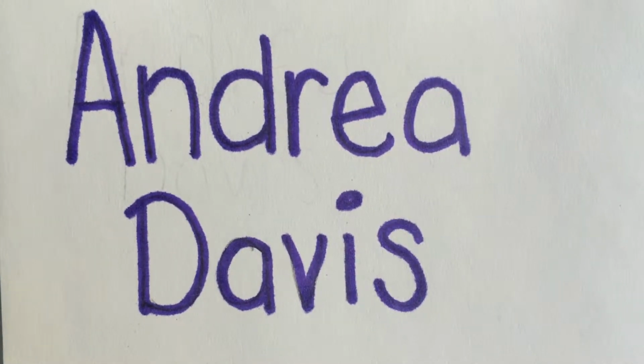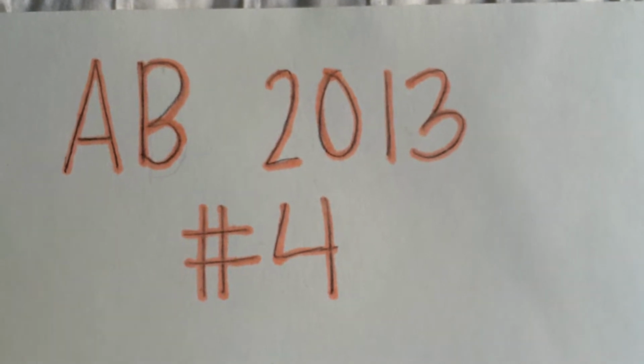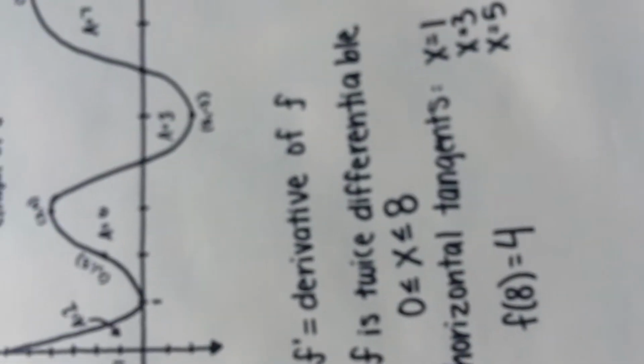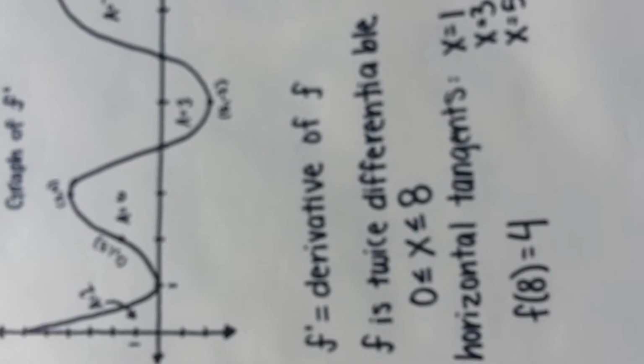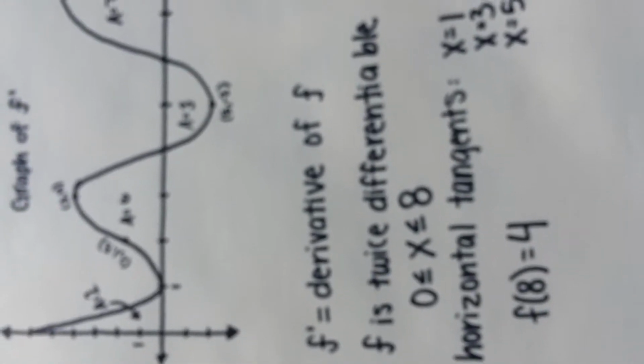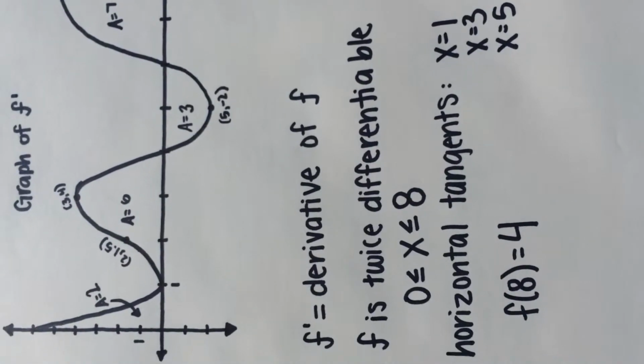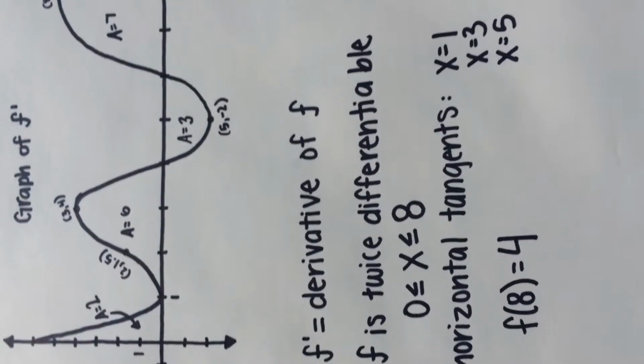I'm Andrea Davis, and I'll be doing problem number 4 from the AB 2013 test. This problem gives us a graph of f prime, and it gives us information that says the figure above shows the graph of f prime, the derivative of a twice differentiable function f on the closed interval 0 is less than or equal to x, which is less than or equal to 8.